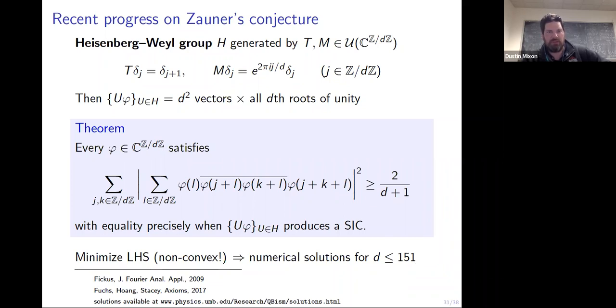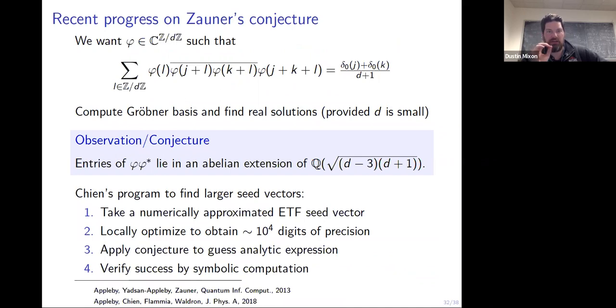No one has a proof. In order to inch towards a proof, folks have tried to get algebraic expressions for these seed vectors. So what does it take to actually achieve equality in that potential lower bound? People have thrown Gröbner bases at this, and they found exact solutions in small cases. Gröbner bases take a long time to solve for, but when the dimensions are small enough, you can trick it into giving you something. And for all of the algebraic solutions we have to date, they all satisfy this feature.